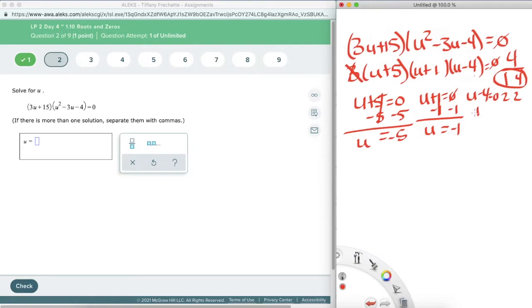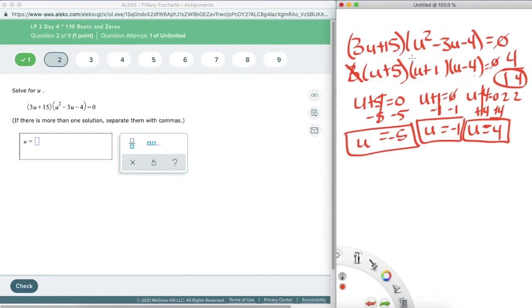And I'm going to add 4 to both sides for this last one. And we have u equals positive 4. So I was anticipating 3 solutions. The reason I was anticipating 3 solutions is I have 2 here and I have another one here. So even though I don't see u cubed, if I were to multiply these all back together, I would see u cubed once these were multiplied.